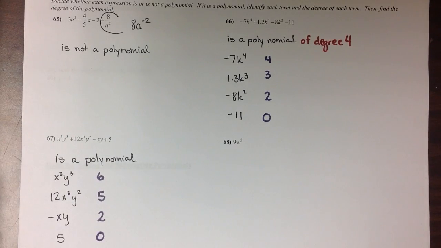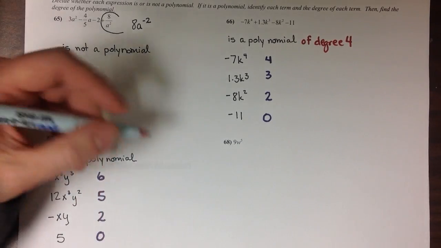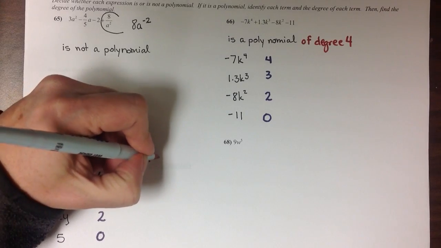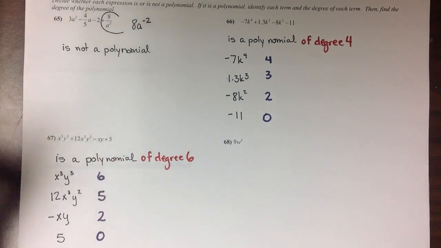So our highest degree is the 6 right there. So this is a polynomial of degree 6.